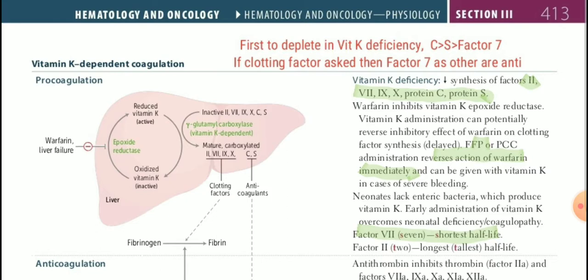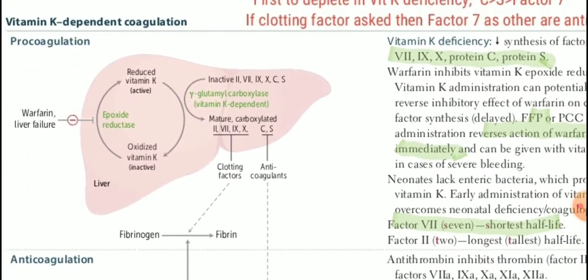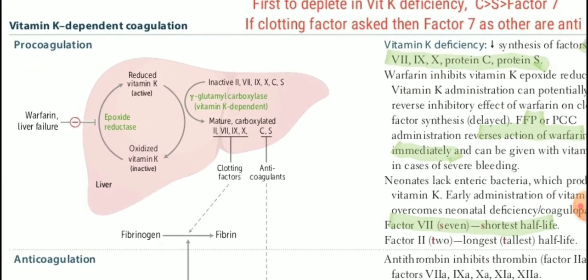So we know that most of the clotting factors are synthesized in the liver except factor 8 and factor 4. These are MCQs, and the important factors which are activated inside the liver by vitamin K are 2, 7, 9, 10, protein C and protein S. Protein C and protein S are basically anticoagulants. So if they ask about clotting factors, they are 2, 7, 9, 10.